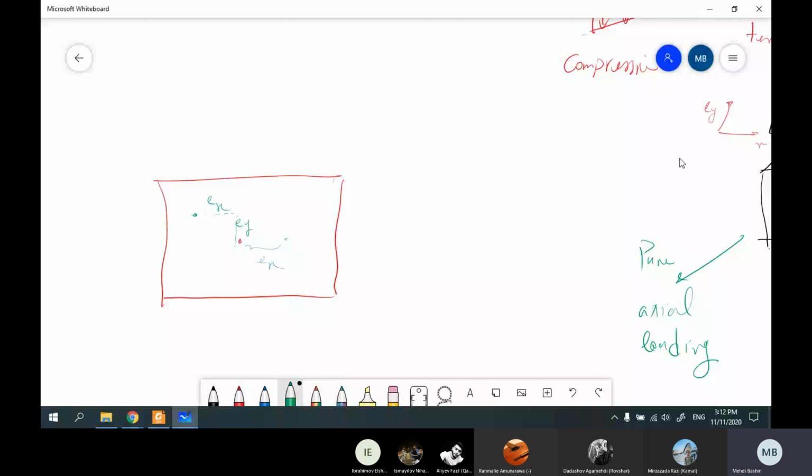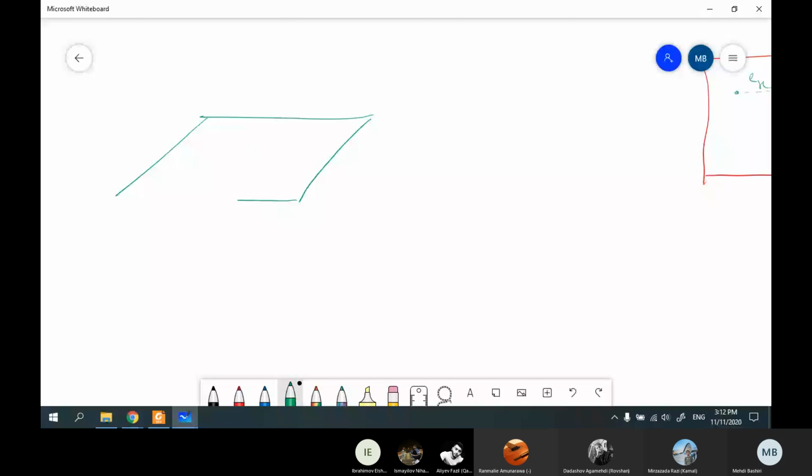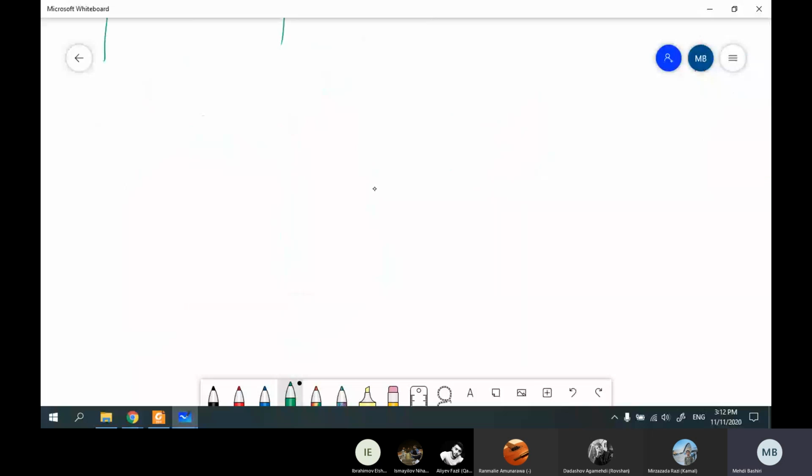For example, I told you once that when you want to design something, the first option or the first choice is being symmetric. So if you want to design, for example, a building, your first choice should be, for example, a rectangle or a circle, like this. But in some cases, you can't guarantee that the property that you want to design is symmetric.